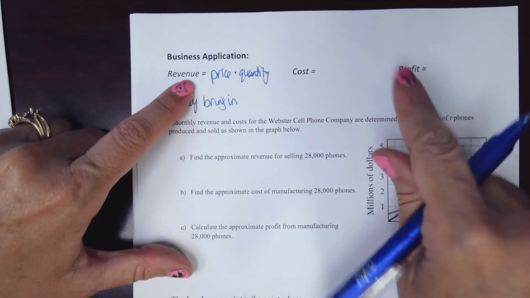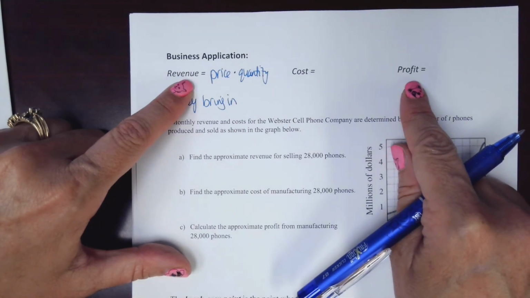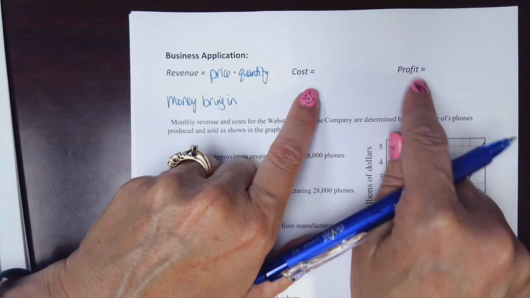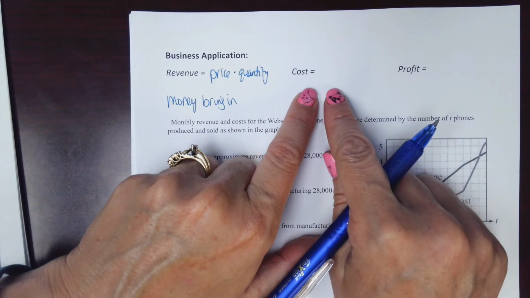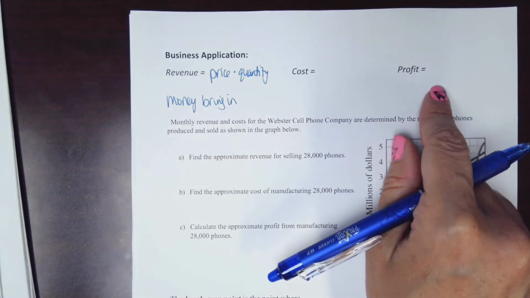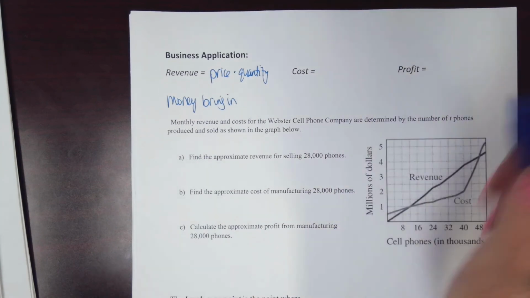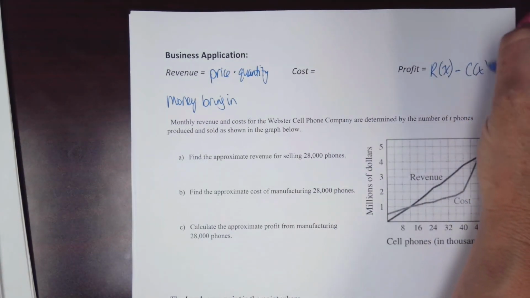Now, revenue is not the same thing as profit. Cost comes into the idea of profit because I have to figure out how much it cost me to make my shoes in this example. And then the difference in the cost and the revenue is going to give me my profit. So let's go ahead and write that down. The revenue minus the cost gives me my profit.